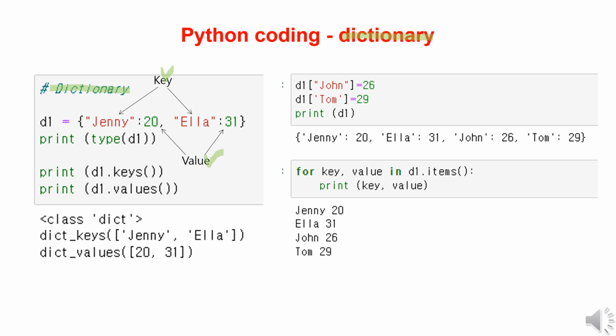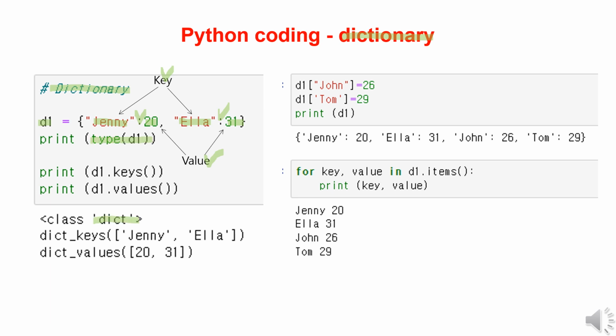For instance, if we have data with names and ages, like Jenny being 20 years old and Ella being 31, we can store this data in a variable called D1, using colons to separate names and ages. We can observe that the type of D1 is a dictionary.